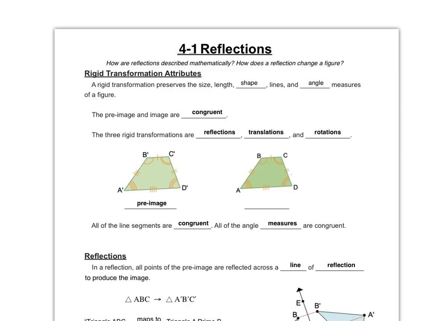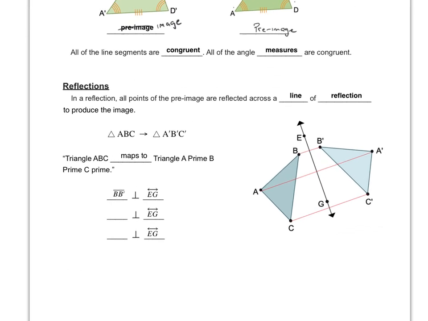And then, of course, the 3 rigid transformations: reflections, translations, and rotations. You start off, and this is actually backwards, by the notation, this is my pre-image. This is trapezoid ABCD. And then this is my new image, which is A prime, B prime, C prime, D prime. So all of the line segments are congruent, and all the angle measurements are congruent. So now looking more into reflections.